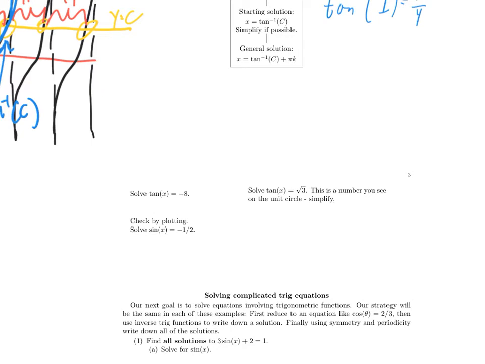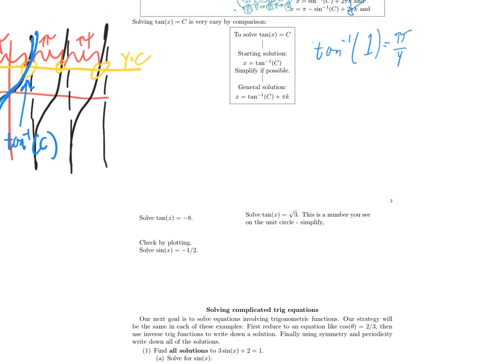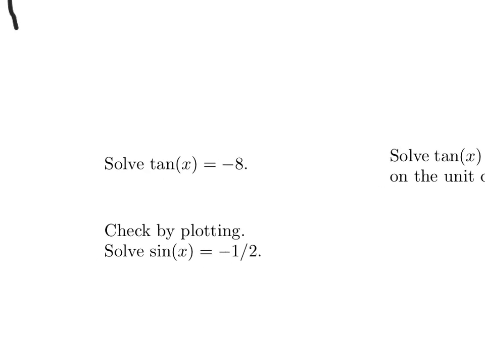Tangent of x is equal to -8. So let's follow this algorithm. Starting solution is the inverse tangent of -8. Then I add pi k's. So the solution to tangent of x is equal to -8 is given by x is equal to inverse tangent of -8 plus pi k.